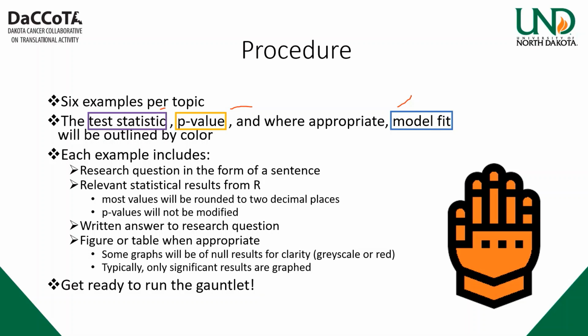Now, I'll have some graphs which I will consider for null results, and they'll be there in grayscale or red. These are included just for clarity. You typically don't graph non-significant results. You don't put that in a publication, but for here, I think it's enlightening to do so. All right, with that all out of the way, get ready to run the gauntlet.